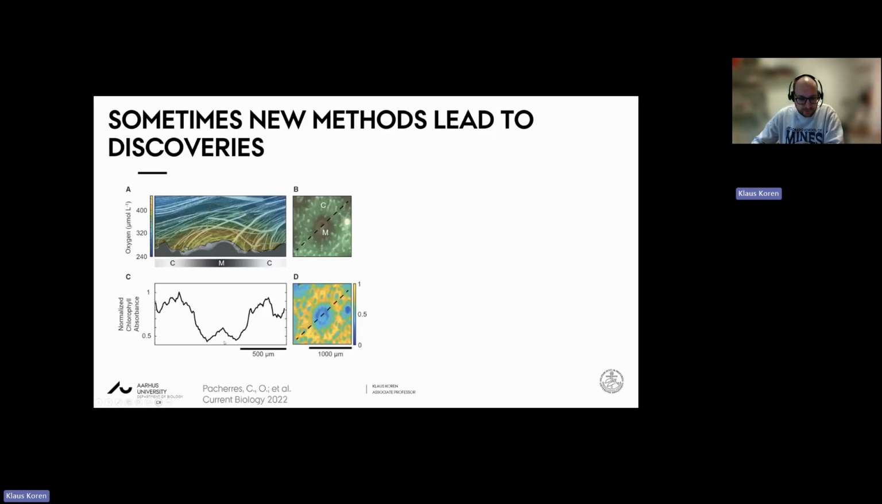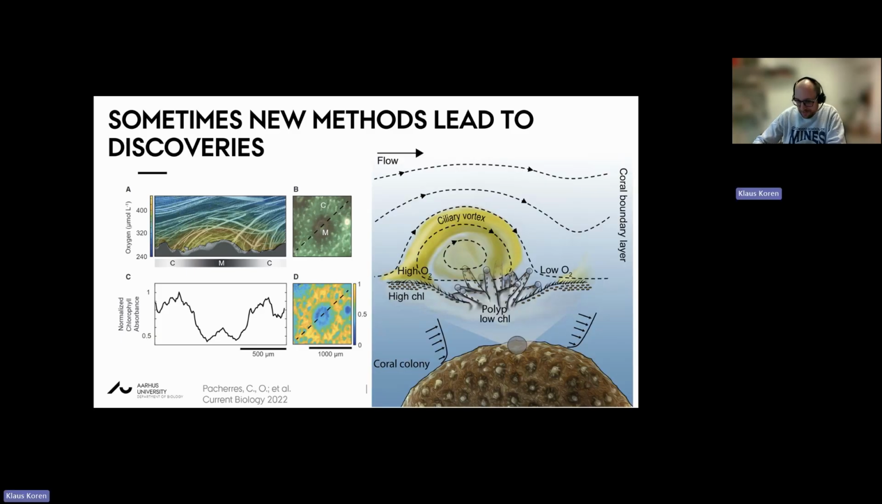And that basically was work from Cesar Pacheres, where he looked at what happens and why this pattern is emerging. And the interesting part is we see the highest oxygen on top of the mouth and the lowest in the surrounding tissues. And when you look at where actually the algae, the symbionts that produce the oxygen, are, then you see that they're actually not at the mouth, but at the surrounding. So what happens in our hypothesis is that you have a lot of chlorophyll, so you have a lot of oxygen production at light, and this oxygen can be toxic to the coral, to the animal.